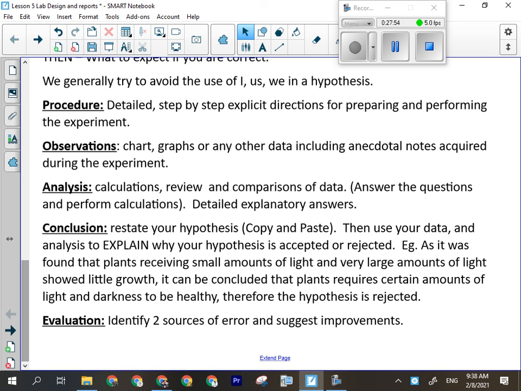You are not going to hurt my feelings by identifying sources of error. Every lab is designed to have some. I want you to find them. You don't have to say to me, Mr. Carey, you designed a really crappy experiment, here's all the things that were wrong. You're not going to hurt my feelings. There's going to be things that are wrong. They're meant to be there.